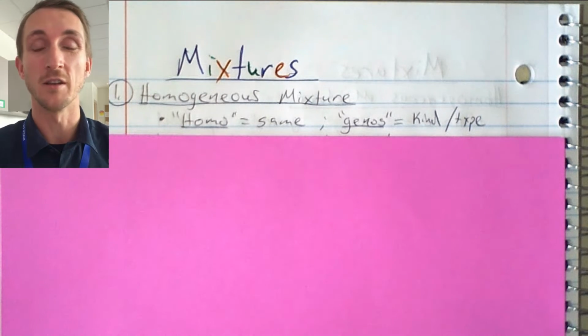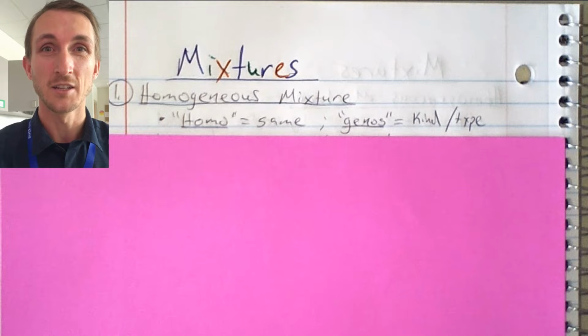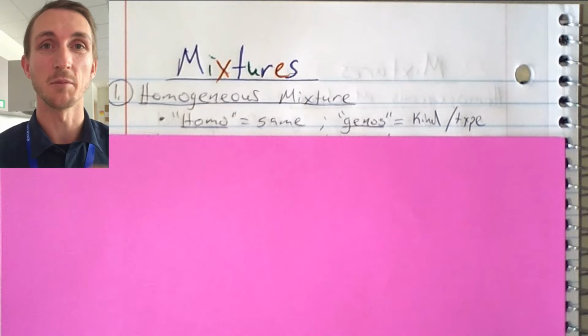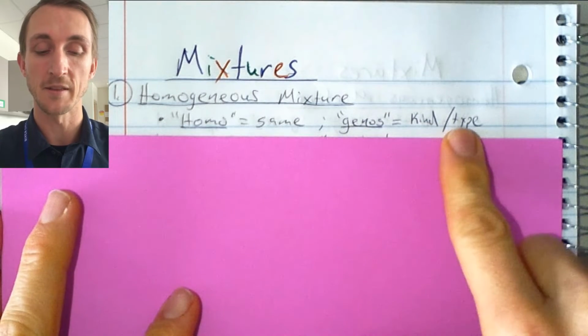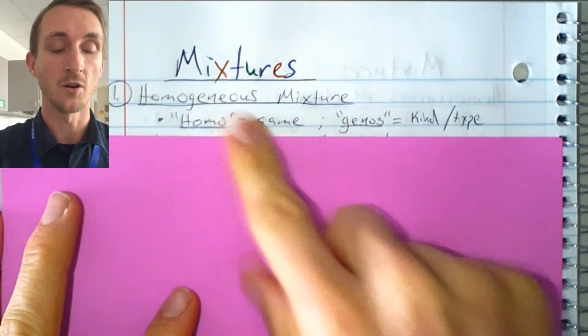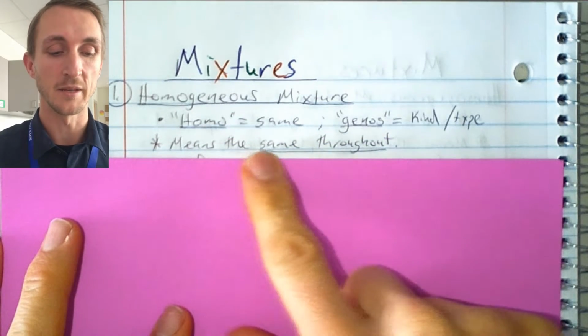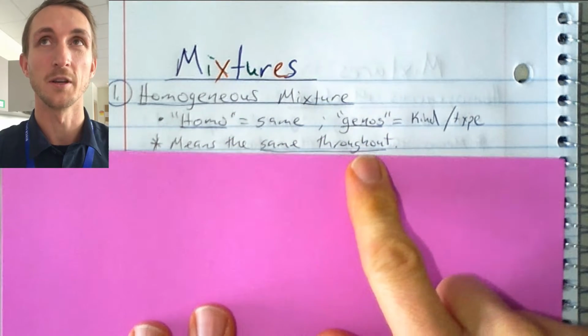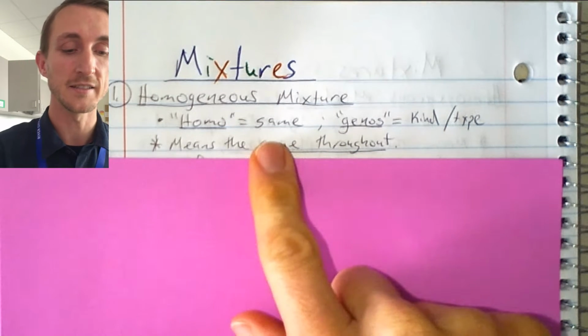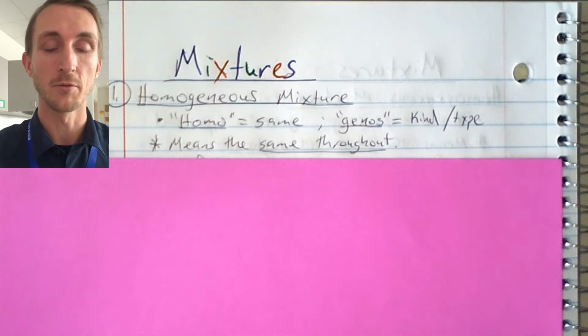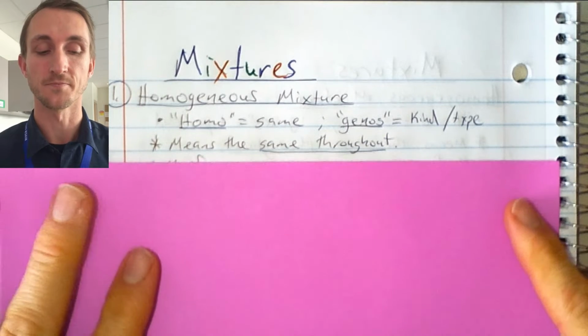So like if you've thought of in biology, genus and species help us identify a type and variety of animal. And so genus is going to mean the same thing here, type and kind. So homogeneous just means the same throughout. So we're talking about a mixture that is the same throughout the whole mixture.